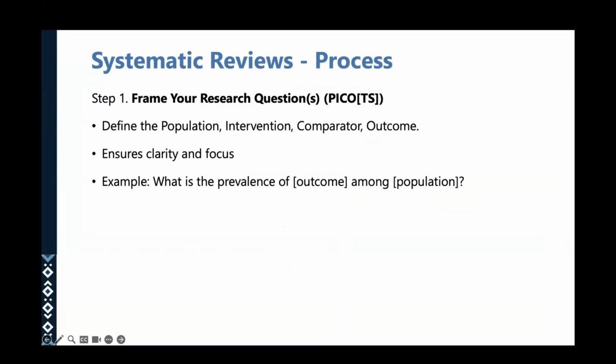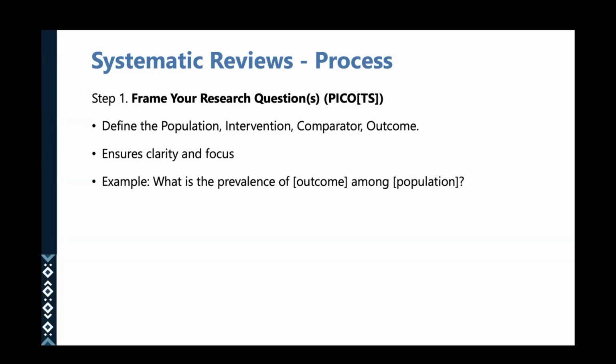So we are going to start with the first step. And the first step is really framing your question with the PICO framework. I will not go into details because we've literally covered this repeatedly since module one. So you want to be clear about the population, the intervention, the comparator, and the outcome, and also the type of study and the setting. And by using the PICO framework, as we know, this ensures clarity and focus.